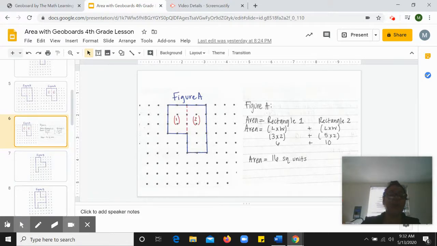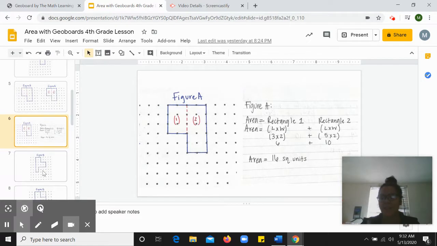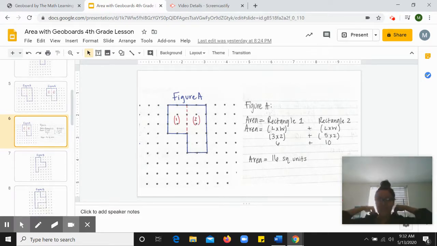So before jumping into the rectangle method with figure B, I want to talk about why it is important to find the area of figures. So it is important because let's say you and your family are out shopping for a new couch for your living room, and you need to find the area to know if your couch is going to fit through your front door and if it's going to fit on your carpet in your living room.